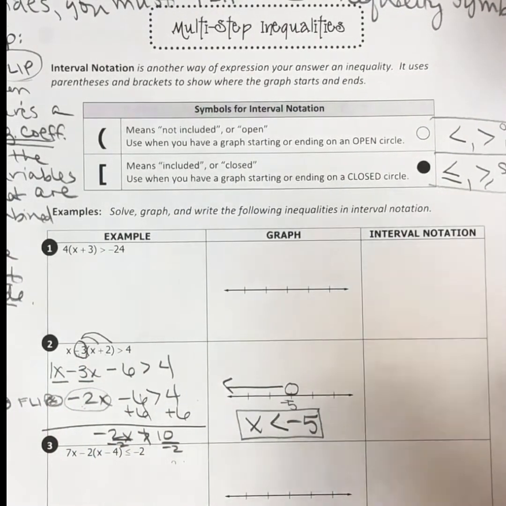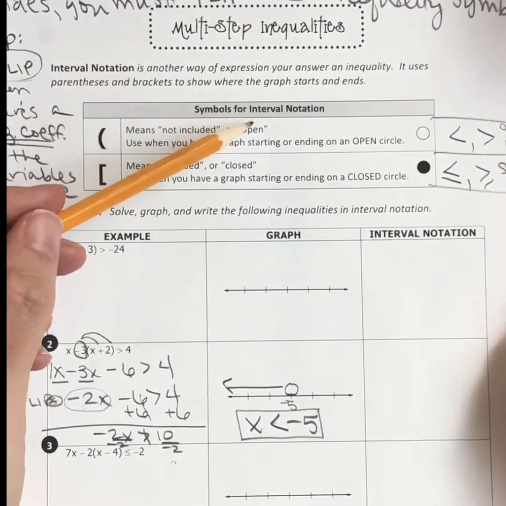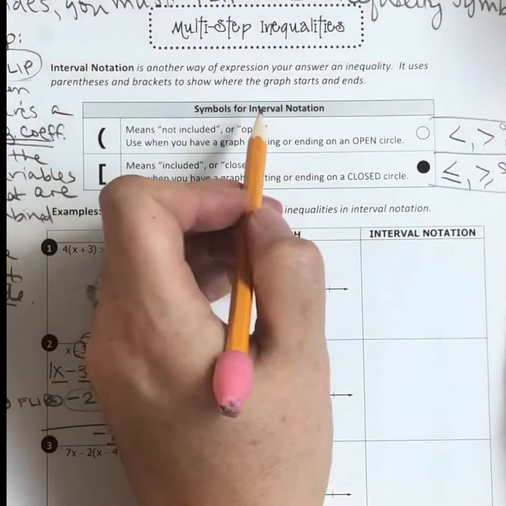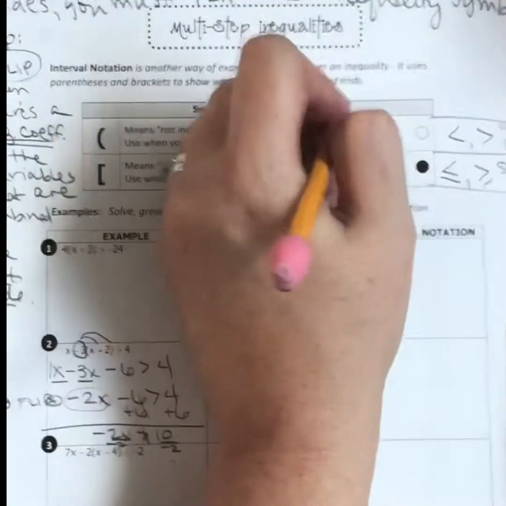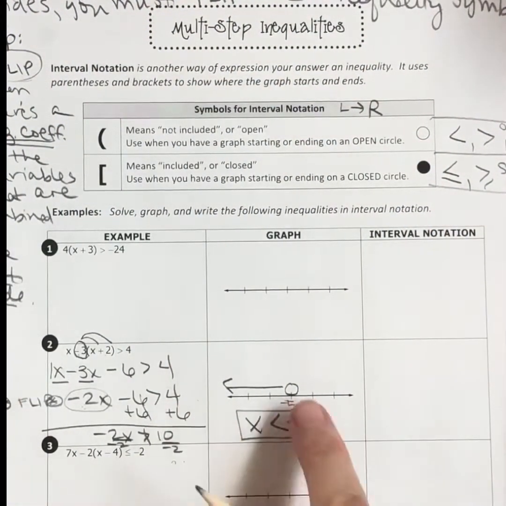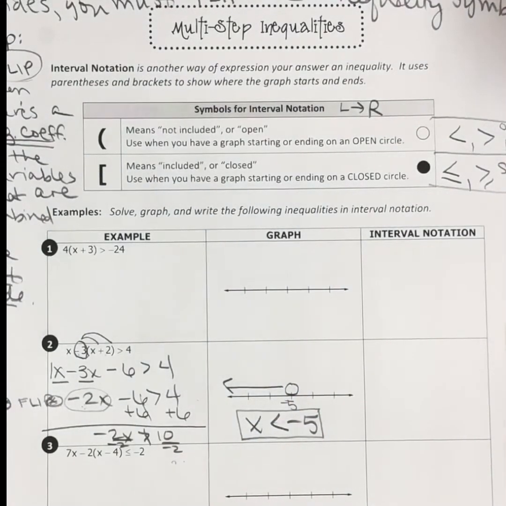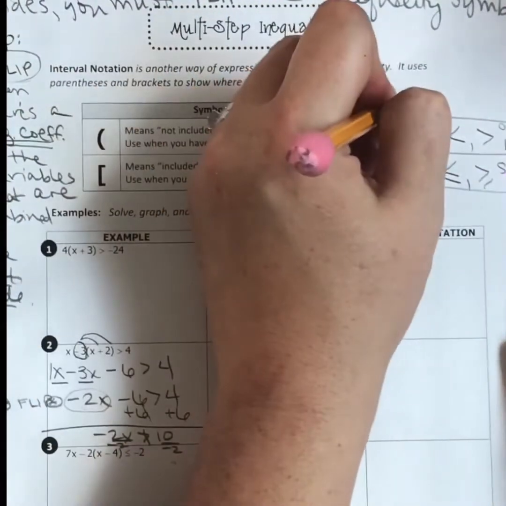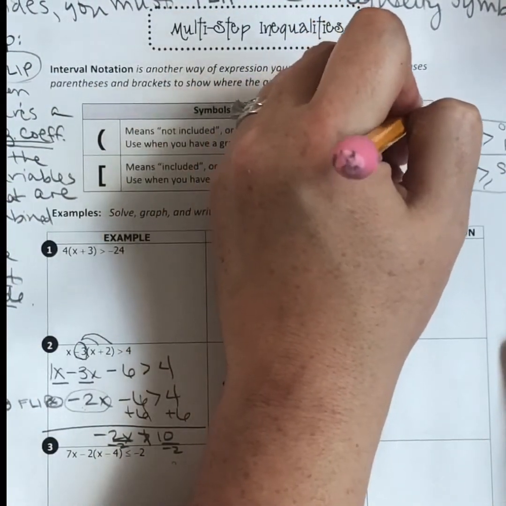Okay. Now the new part is the interval notation. Now, the difference with interval notation is we read from left to right, whereas with the inequality, the points tell us which way we shade. And what I mean by reading from left to right is that you want to read the graph.